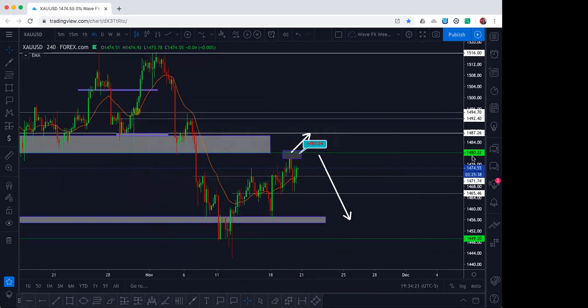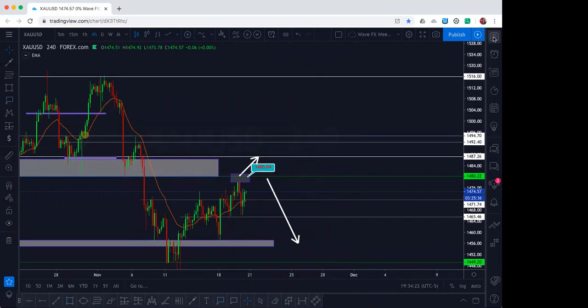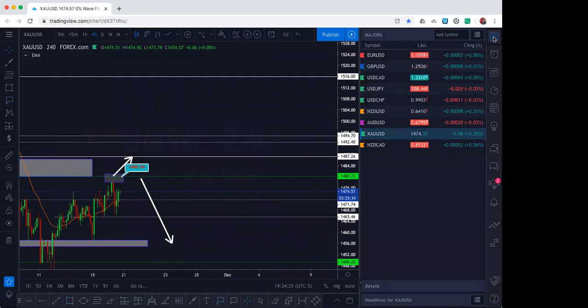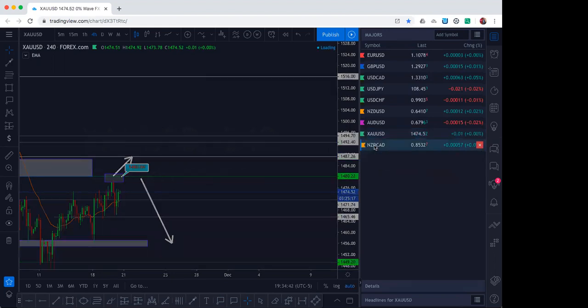All right, so that's the last pair now in regards to the majors. I remember last week someone asked me to look at 3 pairs for them. One was New Zealand CAD, the other was Euro Swiss, and I think Pound Yen.